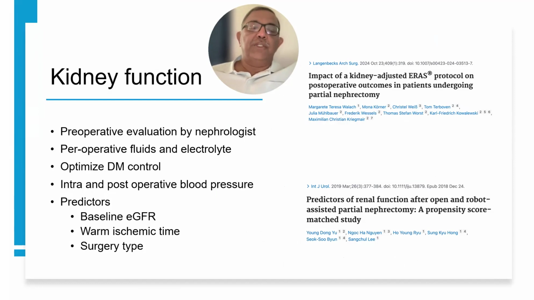The preoperative evaluation by a nephrologist is important in selected cases where you suspect that the patient is likely to undergo CKD or develop AKI. The preoperative fluids and electrolyte balance, optimized diabetes control, and intra and postoperative blood pressure management are some of the factors by which development of AKI can be prevented. The predictors are baseline eGFR, warm ischemia time, and surgery type. So partial nephrectomy, less radical nephrectomy, are more likely to cause these problems.